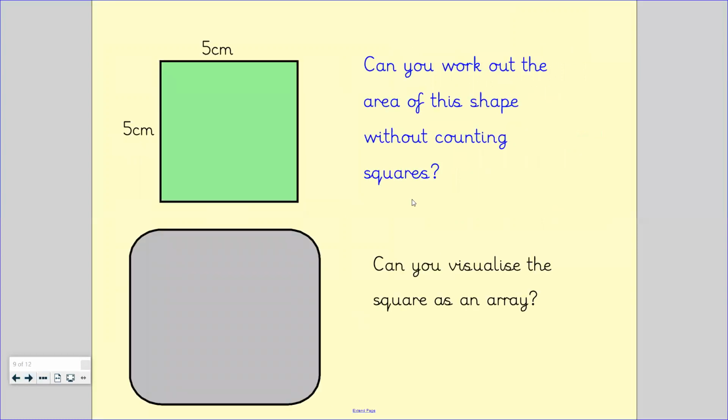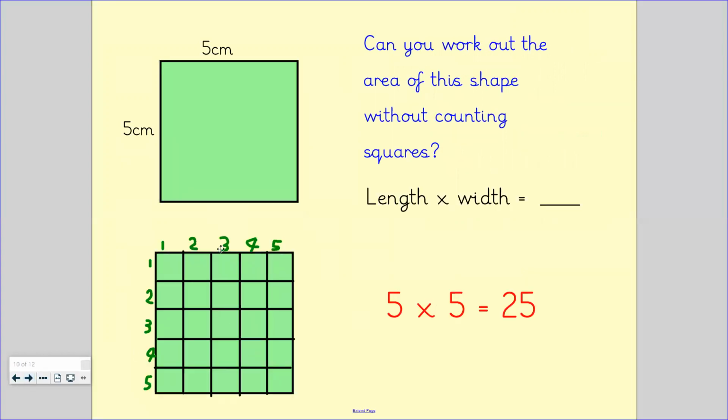So, can you work out the area of this shape without counting squares? Try to visualize the square as an array. Okay, try and visualize the little squares inside. 5 lots of 5. It might look like this. And you can see that 5 times 5 is actually the same as if we were just counting all of the little squares inside, 5 rows of 5. So the area of this square is 25. And all we need to do is times the length by the width.